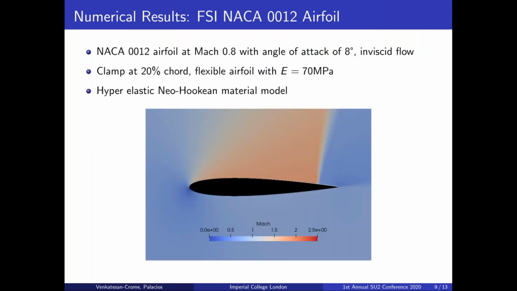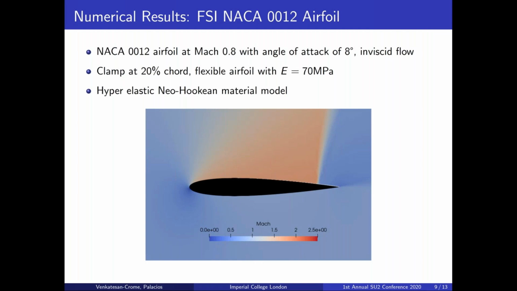Moving this to an FSI problem, the structural component is added and it's clamped at 20% COD, and we use a hyperelastic neo-Hookean material model in order to support large displacements. The baseline response for this problem is shown here for a stiff airfoil structure, and the angle of attack has been increased to 8 degrees in order to create a strong shock only on the upper surface, which just helps to speed up the coupled response.